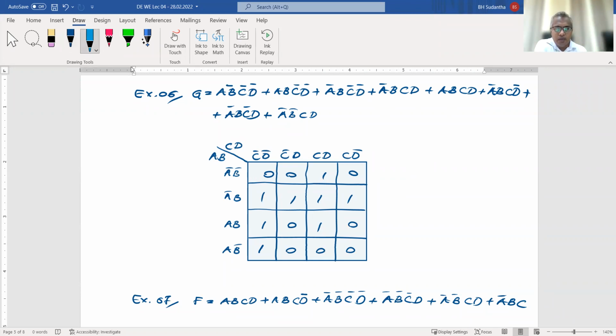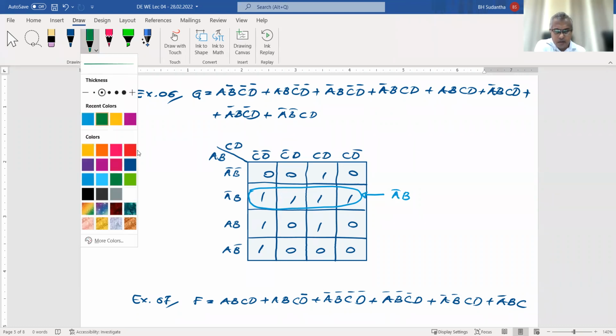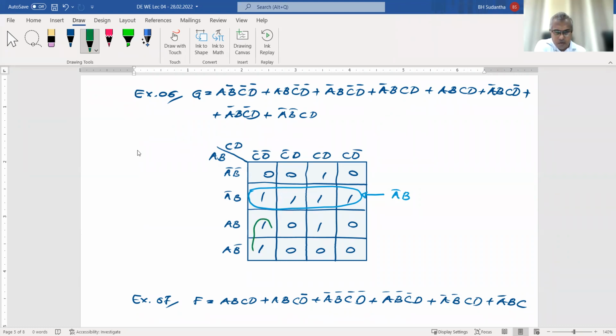Okay, it's clear that we can make this group first. This is A bar B, and we don't have any other option to cover this one. And this is A, C bar, D bar.